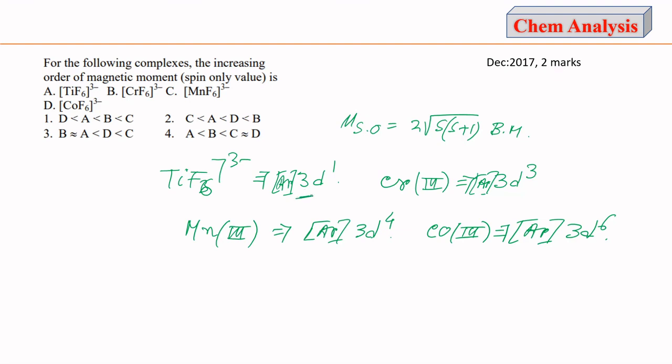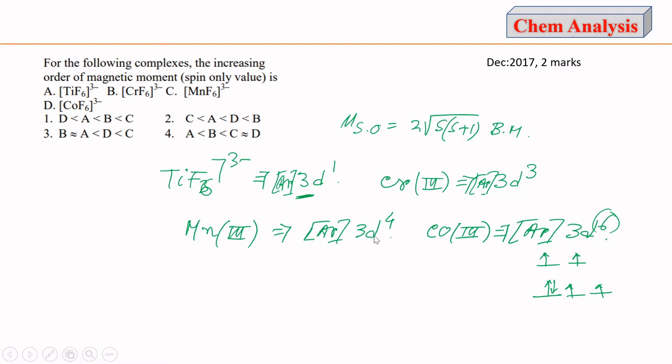Now the number of unpaired electrons for this TiF6 3 minus is 1, and for CrF6 3 minus is 3. For MnF6 3 minus, the number of unpaired electrons is 4, and in CoF6 3 minus, if we draw the electronic arrangement, since it is a high spin complex, first there will be filling of one electron in each orbital, then since there are 6 electrons, the remaining 1 electron will pair with one unpaired electron. So we can see that there are 4 unpaired electrons, and the manganese complex also has 4 unpaired electrons.